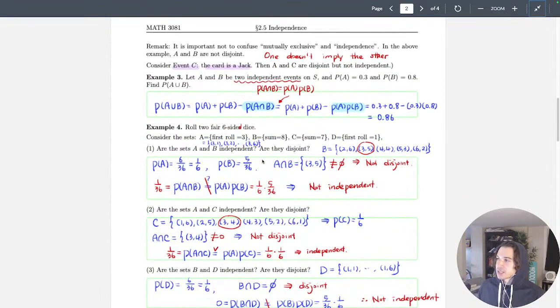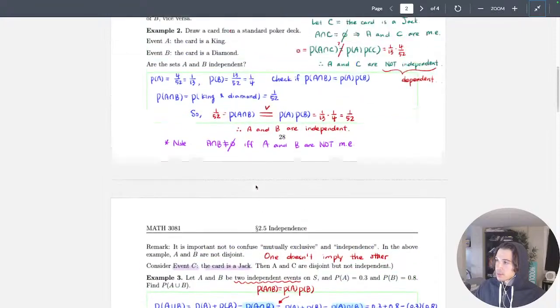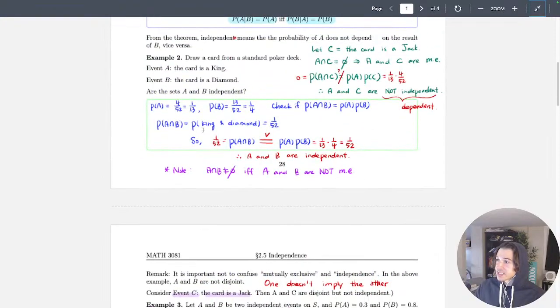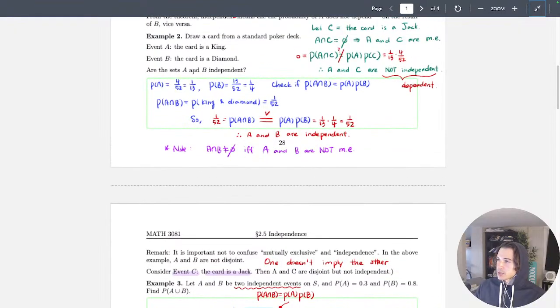It is important not to confuse mutually exclusive and independence. In the above example, A and B are not disjoint. Consider event C: the card is a jack. Then A and C are disjoint but not independent. Hold on. Oh, okay. They were referring to this event, A and B, not the R1, R2. So, yeah, a king could be a diamond and a diamond could be a king.